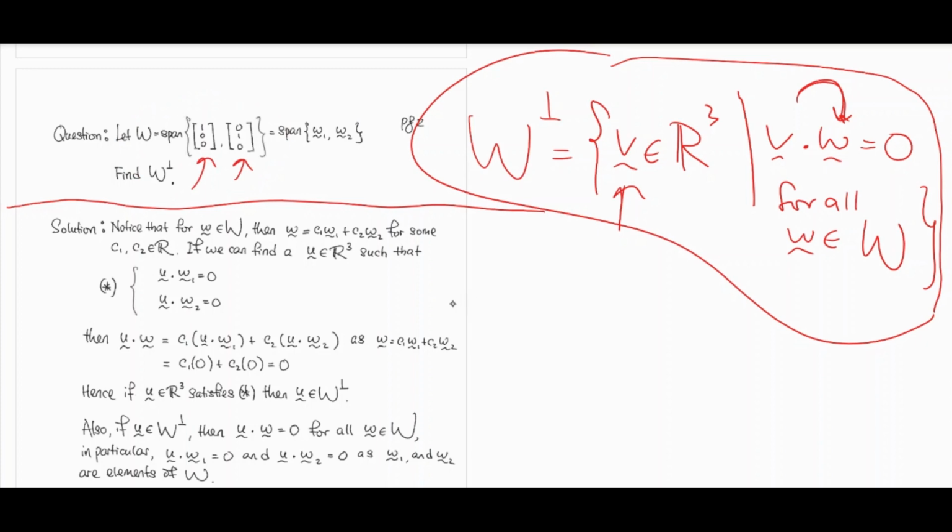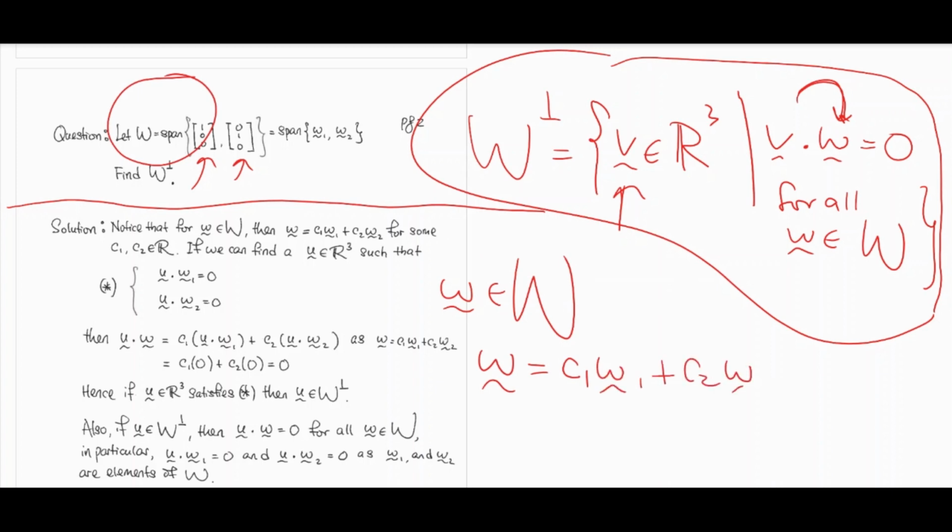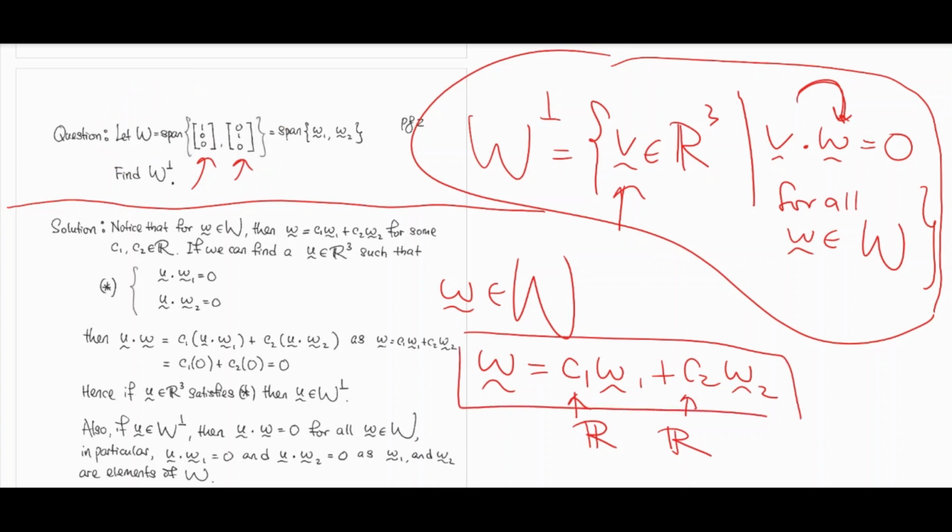So we know that if you have a w that is from this vector space W, then this w must be in this form. It must be c1 of w1 plus c2 of w2 for some c1 and c2 which are real numbers. So if you select a vector from this set, obviously you have to know by now that that particular element will have this form right here.